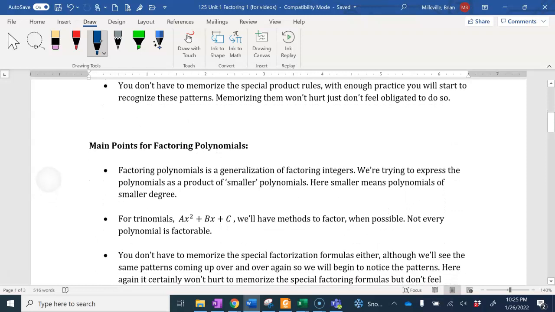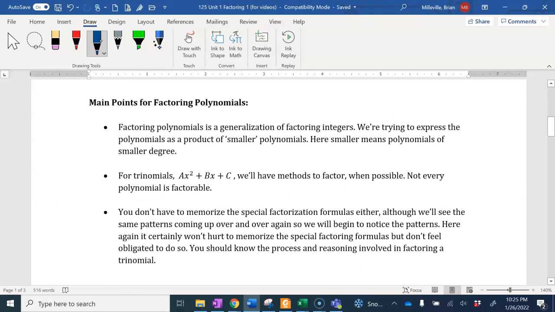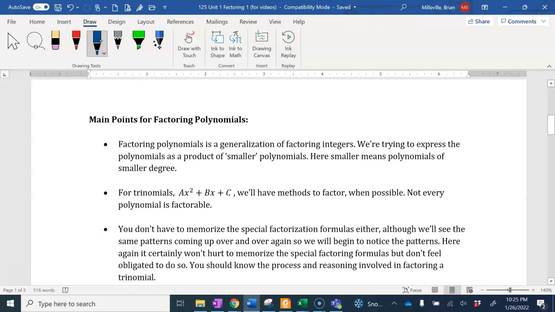Alright, now factoring is really the reverse of multiplication. So let's just think about a number example here. If we start with the integer 28, we can factor that as 7 times 4. So we're taking the number 28 and writing it as a product of smaller numbers, which we refer to as the factors, 7 and 4. Factoring polynomials is really just a generalization of factoring integers. We're trying to express the polynomial as a product of smaller ones. In this case, what we mean is polynomials of smaller degree.